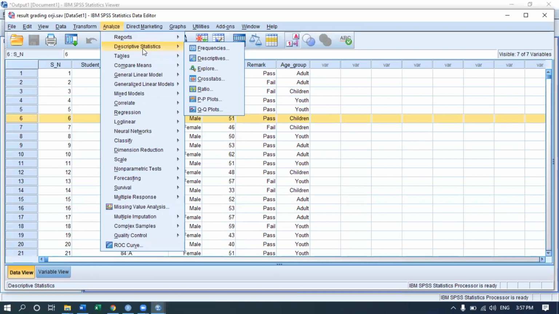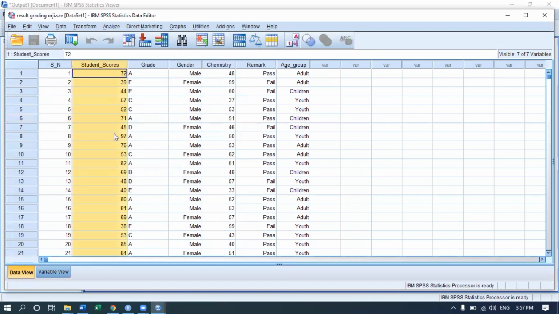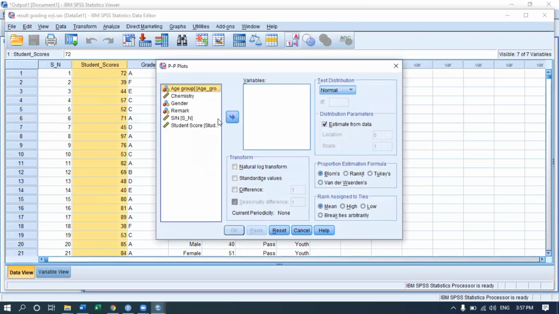In normality also, sometimes we test if the variable follows a normal distribution. So not only the errors, sometimes we test if the variable follows a normal distribution. If I want to do that, I go to descriptive, I go to the P-P plot. We call it the normal probability plot. I want to check student scores, so I move it to here.